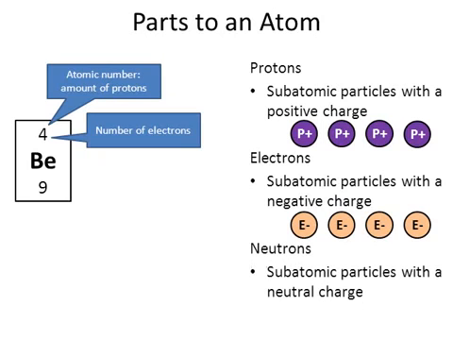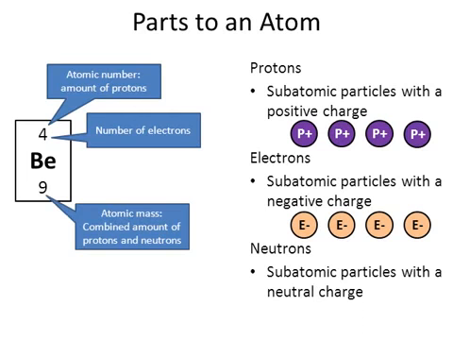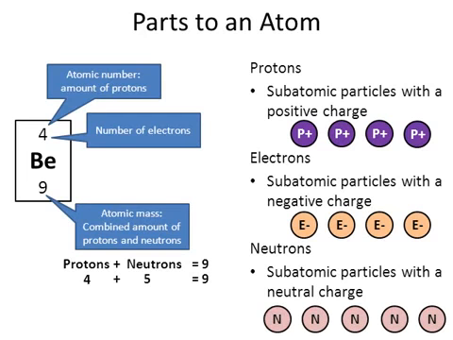And then the third part to an atom are called the neutrons. Now be careful, the number 9 in the square, that's not the number of neutrons. The 9 is when you add up the combined amount of protons and neutrons. So for beryllium, the protons plus beryllium's neutrons will equal 9. We just said there's 4 protons, plus how many neutrons will give us 9? Simple math, there's going to be a total of 5 neutrons.